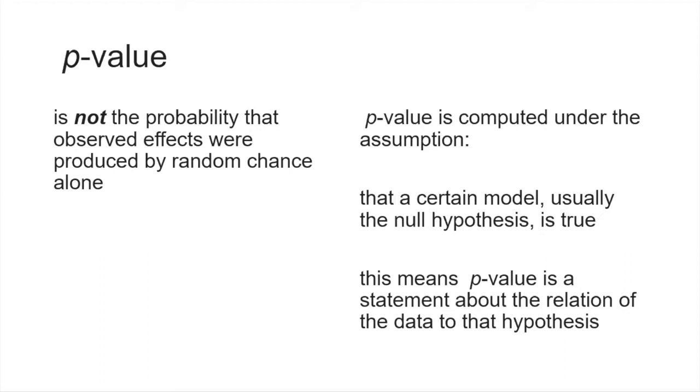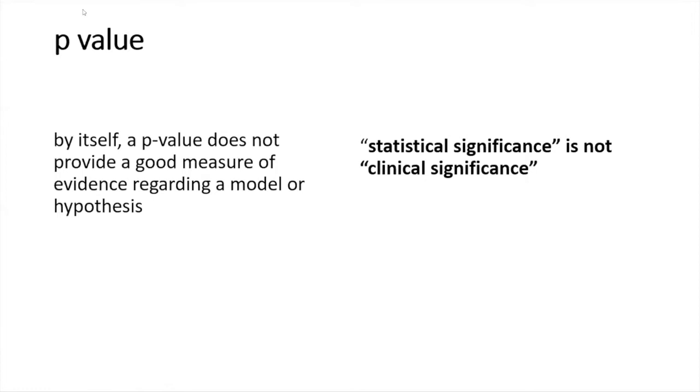P-value does not tell us the probability that the observed effects were produced by chance. Okay, p-value is actually computed under the assumption that a null hypothesis is true. Okay, that's what we start off with. We start off with a null hypothesis and the p-value says this is true. And now we want to prove by our observation, what is the rarity of what we have observed? Okay, what is the percentage of rarity or weirdness of our data in relation to the hypothesis we set? Okay, and remember that p-value by itself is not enough to provide a good measure of evidence regarding a model or hypothesis. Statistical significance does not equal clinical significance.